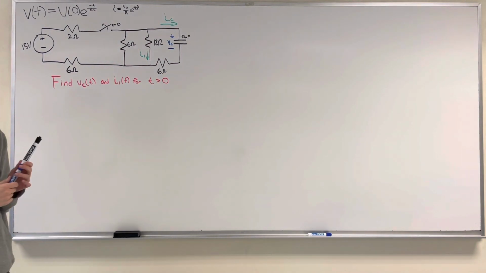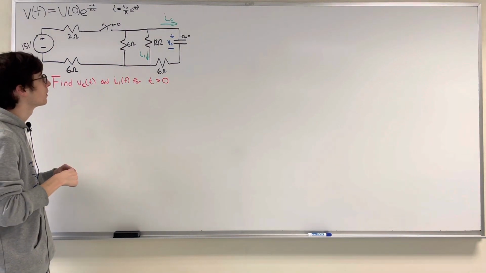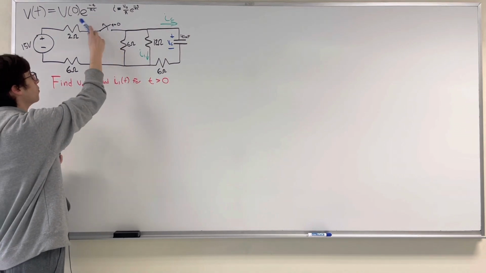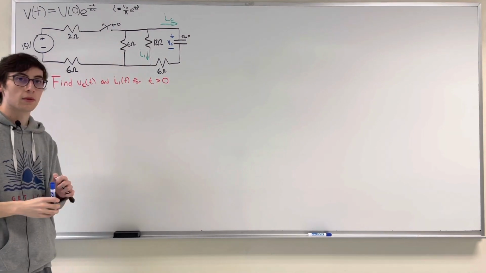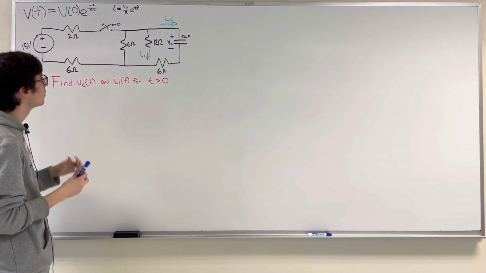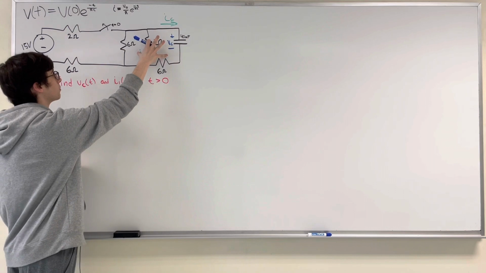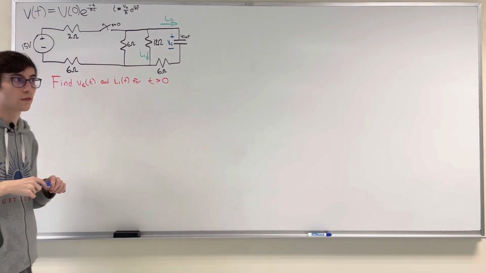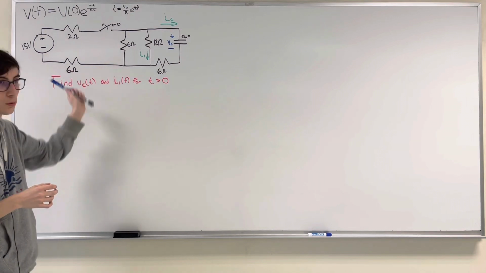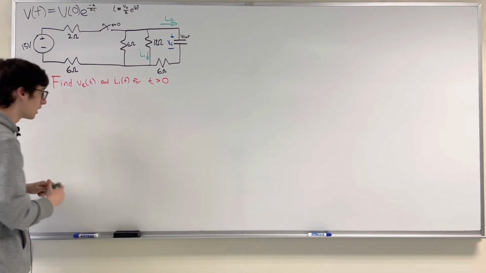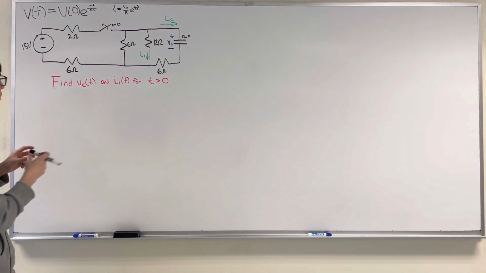Now, looking at this circuit, we know that this switch is going to open when time is equal to 0. So anytime after time is equal to 0, this half of the circuit is going to become source free, and there will be 0 amps flowing through it, so we don't need to account for that when time is greater than 0. First, I'm going to solve the circuit for V0.